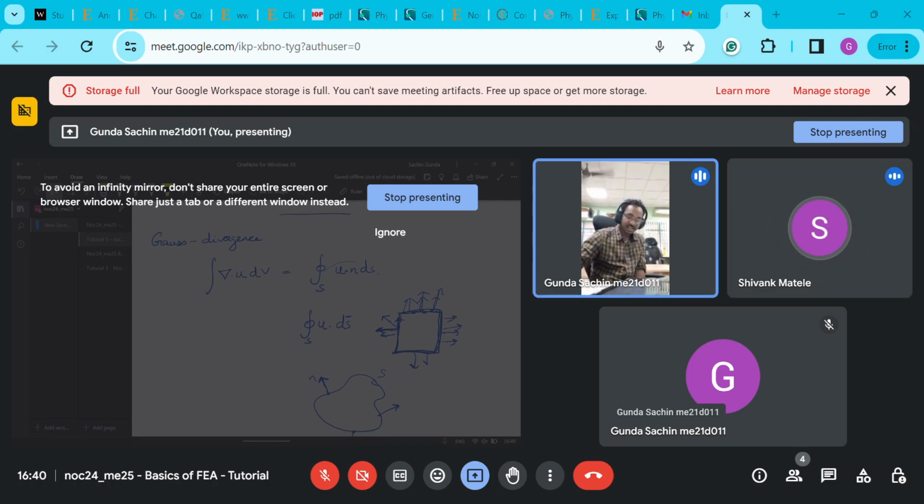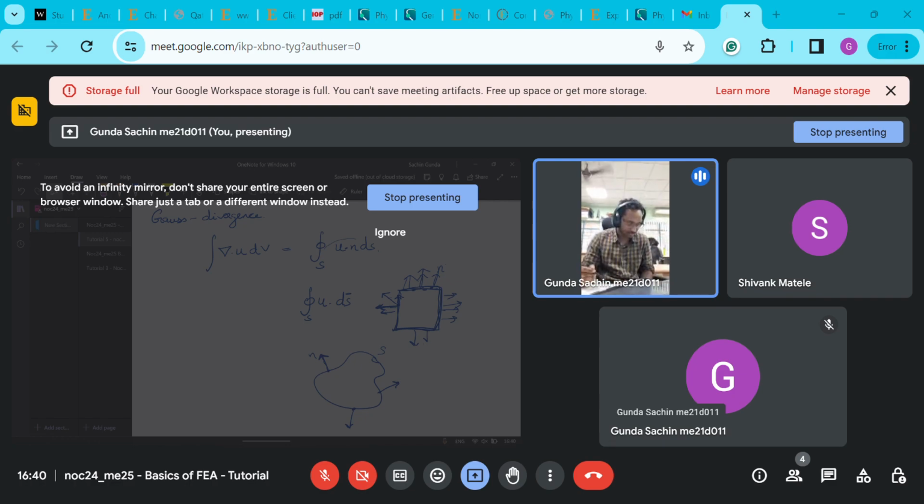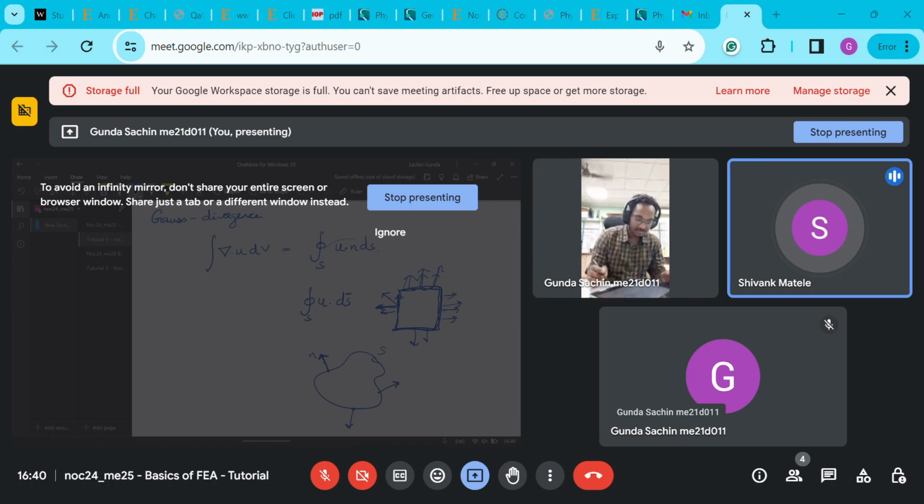Okay. Yeah. So this is basically the whole idea of Gauss divergence theorem. But if you think in a physical sense, this is the whole idea. But we use this thing while we are doing the weak form to reduce the order of derivative.